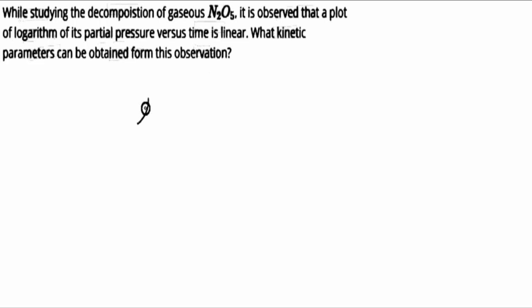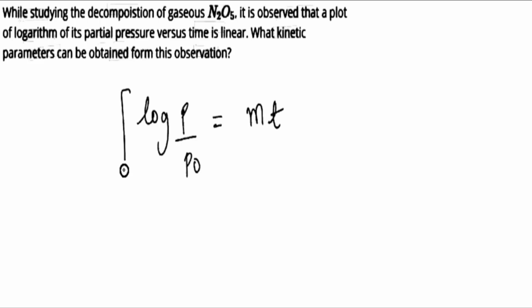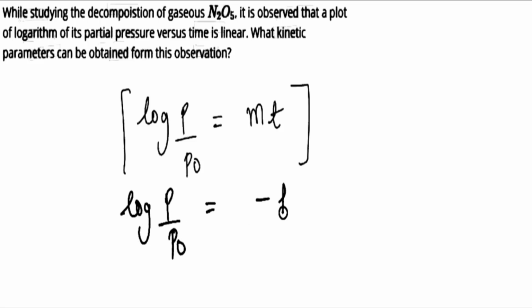In this given question, we have been provided that the plot of logarithmic of partial pressure of N2O5, so we can refer to this as log P upon P naught, is linear with respect to time. So linear means this will be the slope of the curve. Now we know for a first order reaction, log P upon P naught is equal to minus K upon 2.303 t.